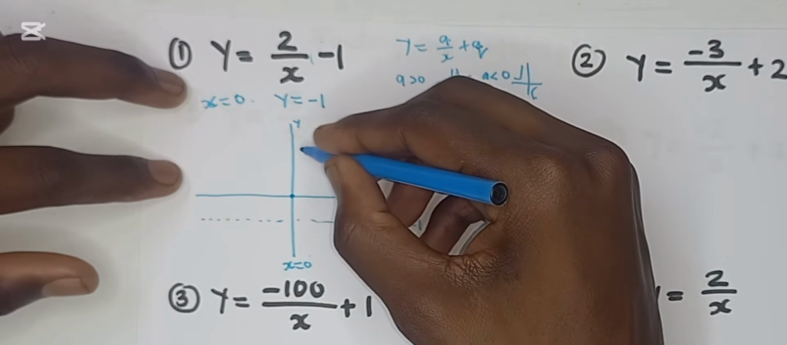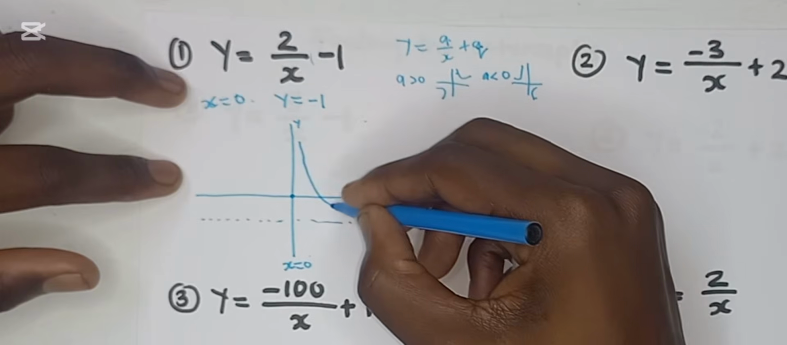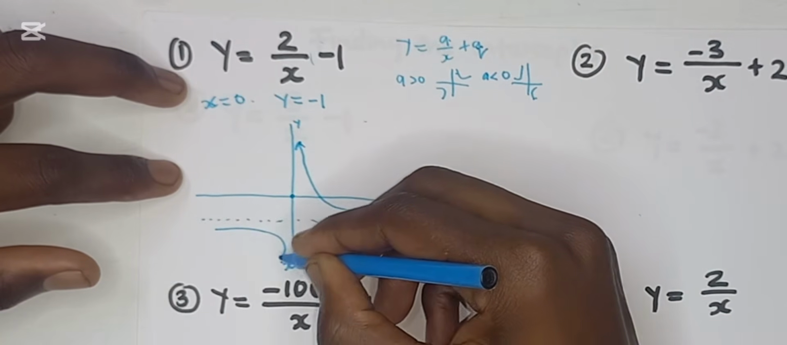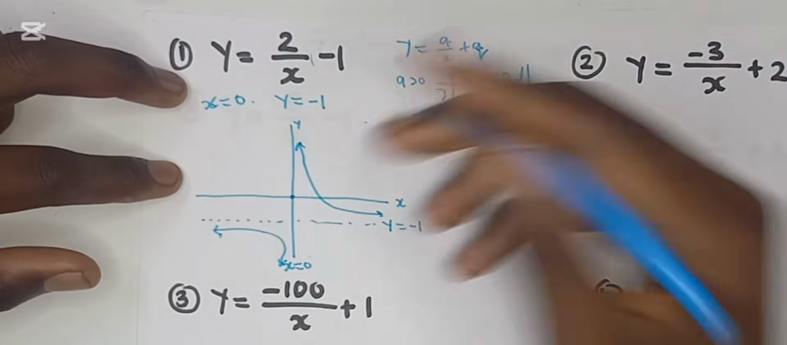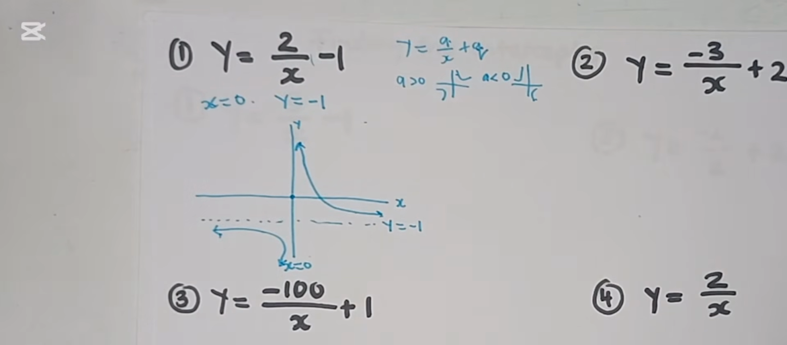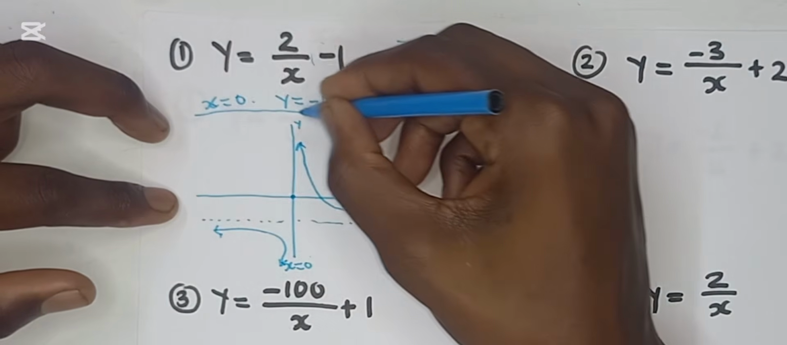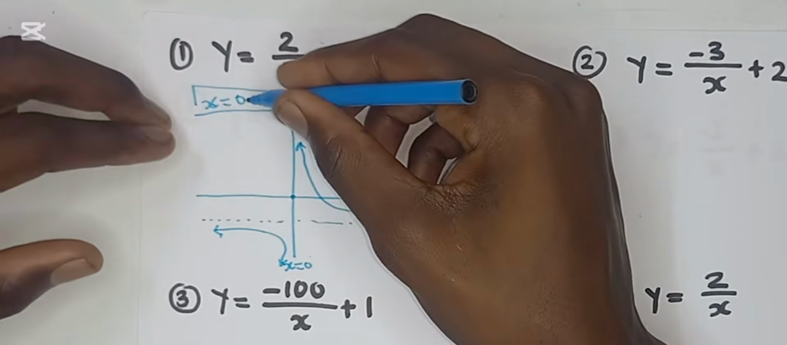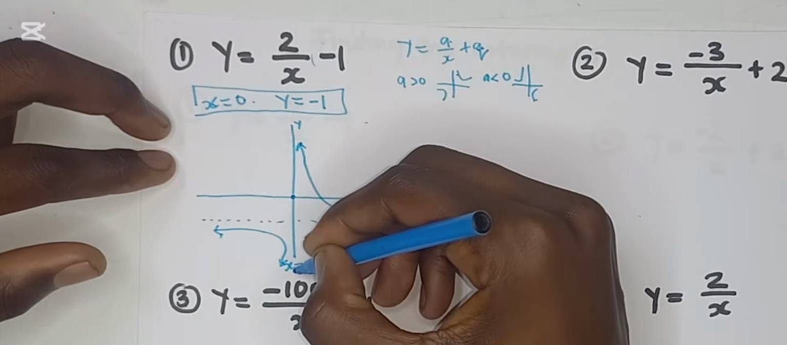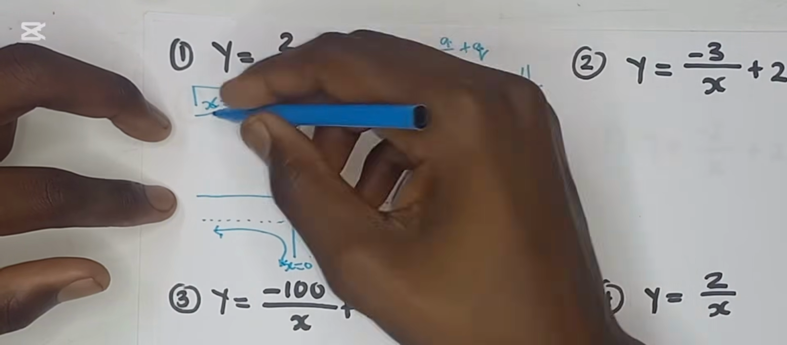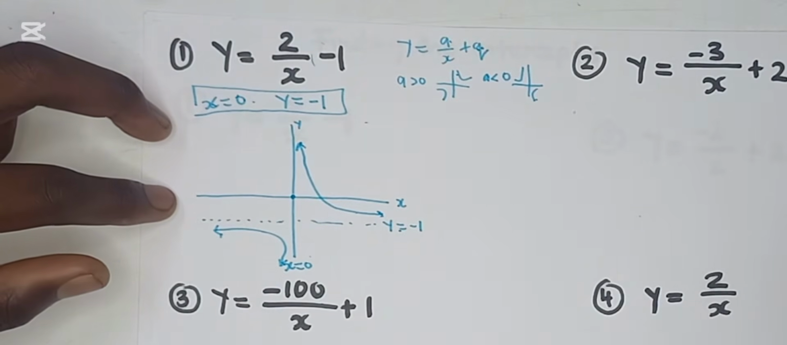So our graph here is going to be something like this, and it's going to have another branch there. What I want you to pay close attention to here is that this graph does not touch these two asymptotes. It does not touch the x value asymptote and the y value asymptote. The vertical and the horizontal asymptotes, it does not touch those two.